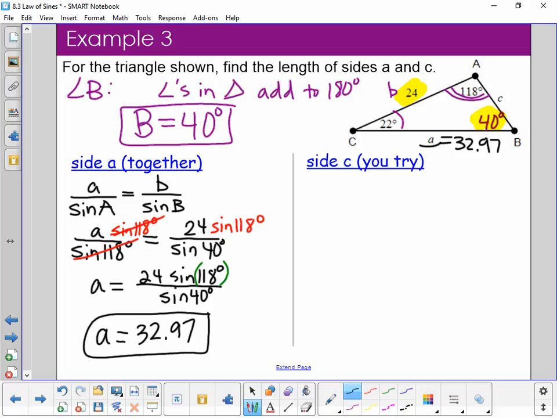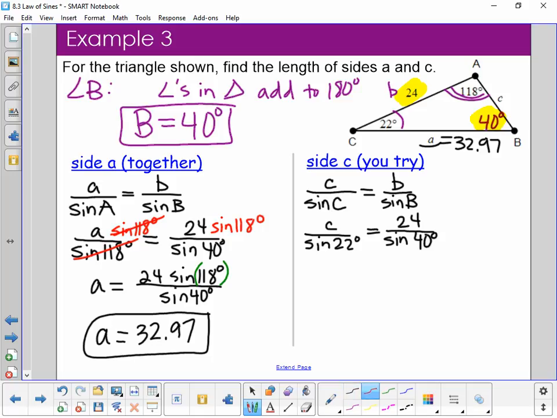Finally, we're going to find side C. If we set up the law of sines equation to help us, we're looking for side C, so I'm going to put that in the numerator. Again, I have both of those B values, so I'm going to use those B values to help me find the length of side C. If I fill in the information that I know, C over the sine of 22 degrees, which is angle C, equals side B, 24, over the sine of angle B, 40 degrees.